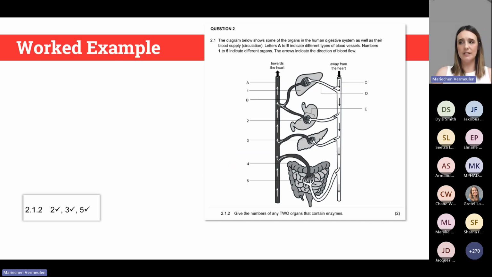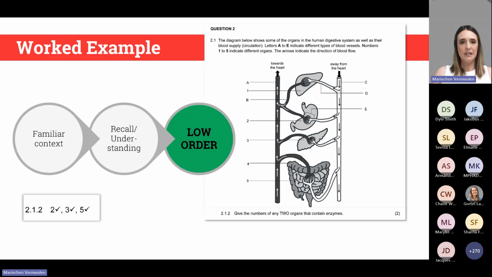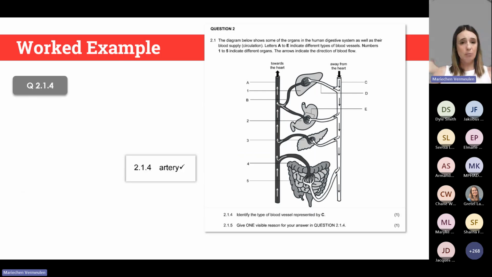Okay, question 212 says, give the numbers of any two organs that contain enzymes. And there you can see the memorandum, options 2, 3, and 5 are provided. And again, this is going to be a familiar context. Learners were taught which organs contain enzymes. They merely need to recall the name of the organ and relate it to the picture. So understand how it's being represented on the diagram. So recall, recite, understand, lower order. All right. Now let's skip to a question that is a bit more difficult.